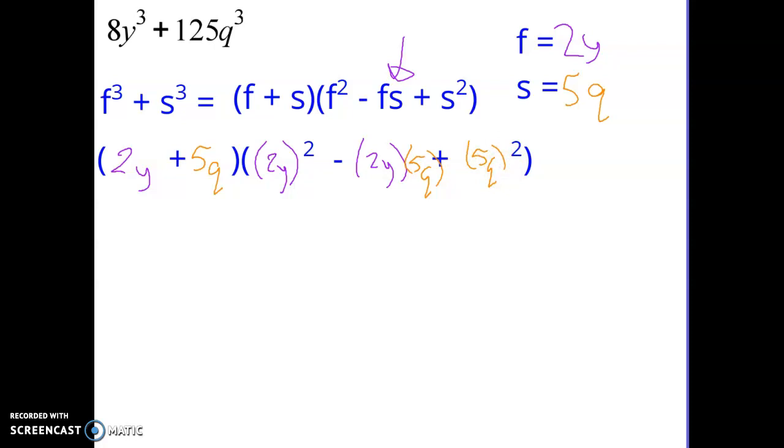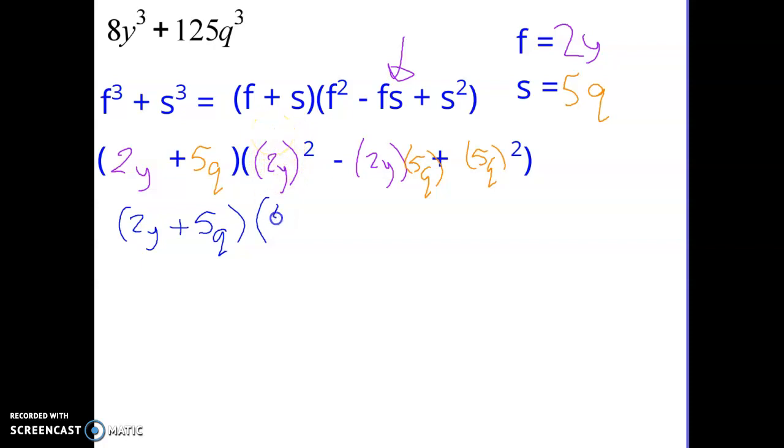All right, and then you remember our last step is to simplify. So in that first parentheses, 2y and 5q, there's nothing to add or subtract there, nothing to simplify. They're already not like terms, so I can't do anything else. So in the second parentheses, notice that this squared goes with both of those. That's why I had to put the parentheses there. I need to square the whole f term, which means I have to square the 2 and the y.